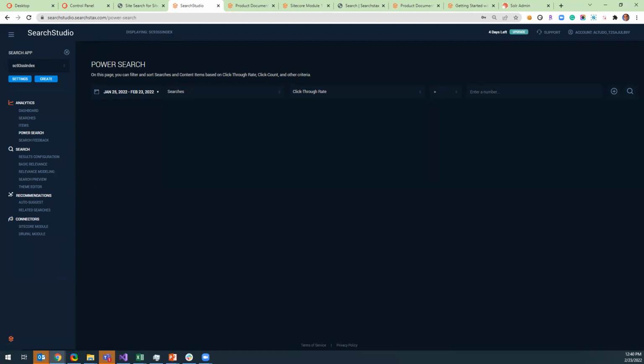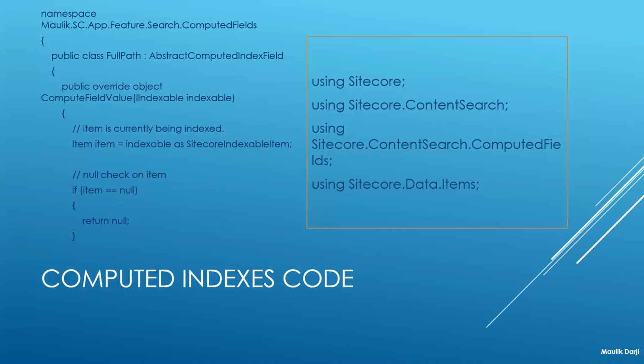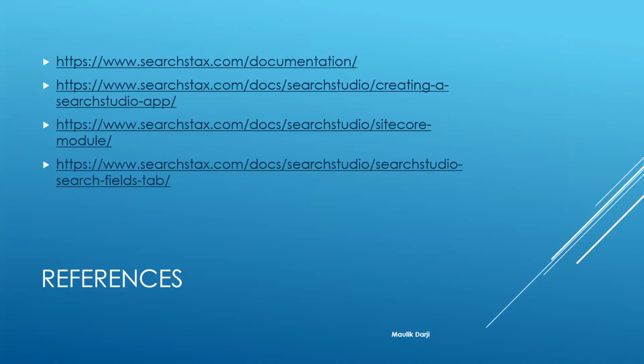So I was really very happy with the implementation as well. And I used a good amount of documentation from that side. These are some documentation links. Documentation, then docs, SearchStudio, creating a SearchStudio app, Sitecore module, and SearchStudio search field tab. Simple and quick. That's it from my side. Any more questions, anyone?